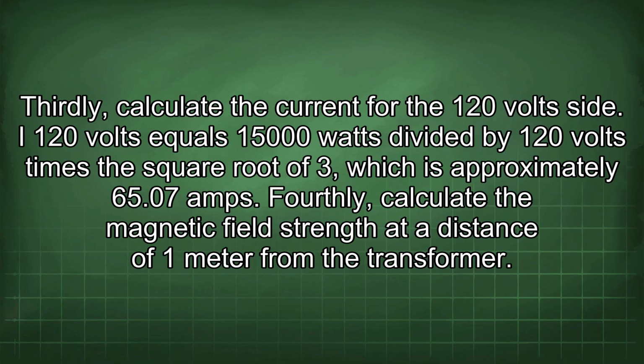Thirdly, calculate the current for the 120 volt side. I 120 volts equals 15,000 watts divided by 120 volts times the square root of 3, which is approximately 65.7 amps. Fourthly, calculate the magnetic field strength at a distance of 1 meter from the transformer.